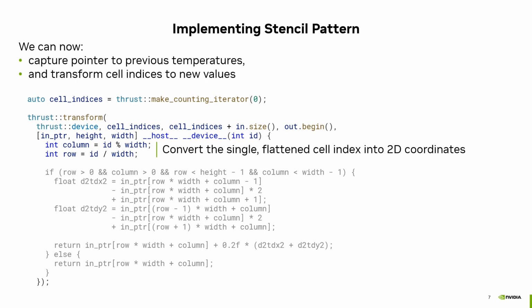But we still need to figure out which row and column these flat IDs correspond to. We use division and modulus to reverse the process we used to flatten the matrix. This way we can map each flat index back to its correct 2D position. After that, the rest of the code has the same boundary check logic that we used before. Essentially, we're just transforming cell IDs into next state temperatures without needing an explicit loop over rows and columns.